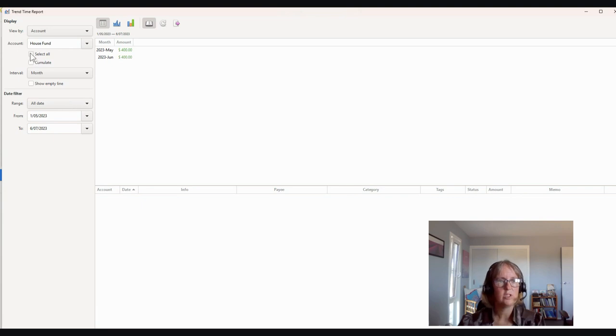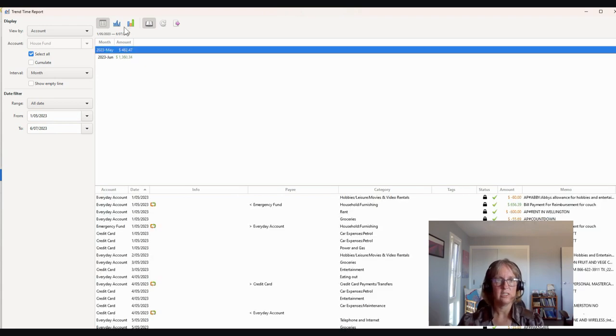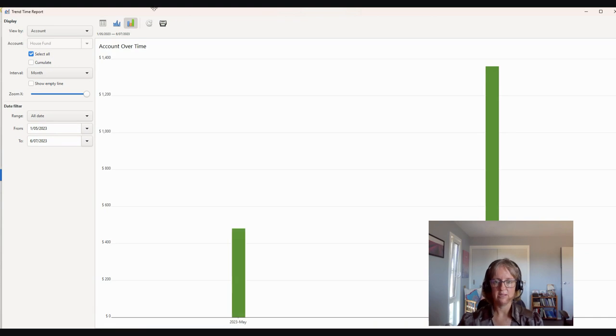If you select all, you can do accumulate, or you can do not accumulate. If you select all, then it adds up all of those accounts and the transactions, and it says what was the total movement through all of your accounts for each of the months. So they went ahead by $482, and we can look at this in graph form. In May they went ahead by nearly $500, but in June they went ahead by nearly $1,300.